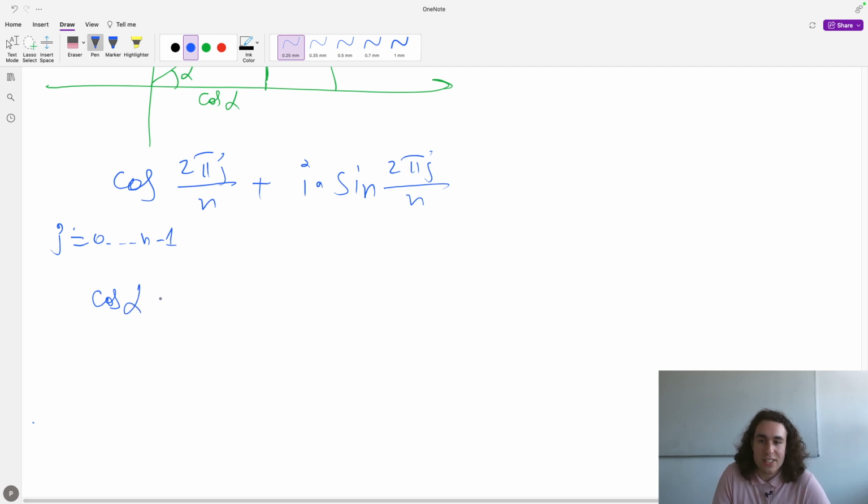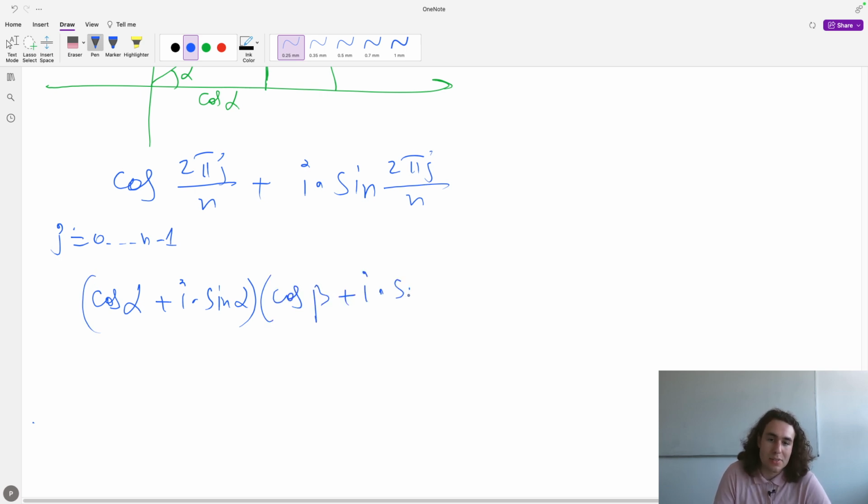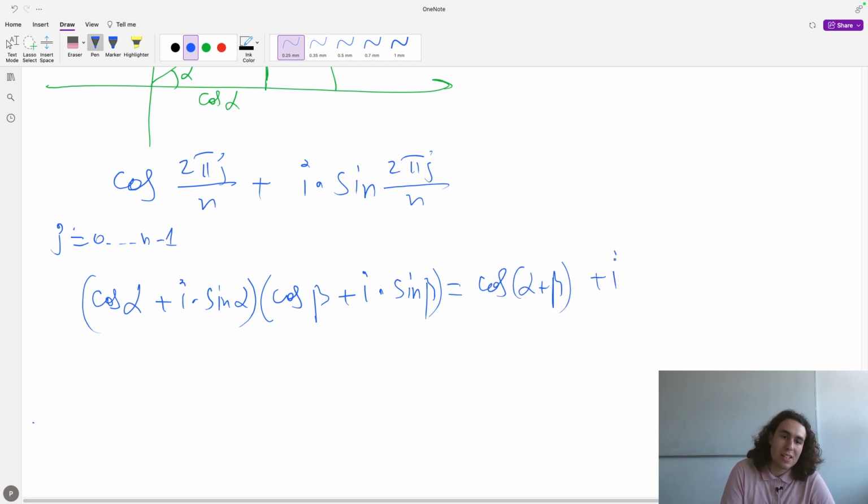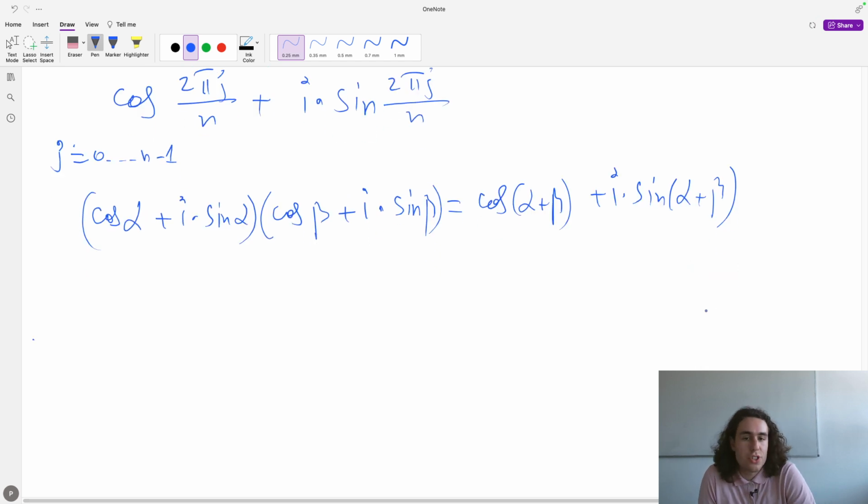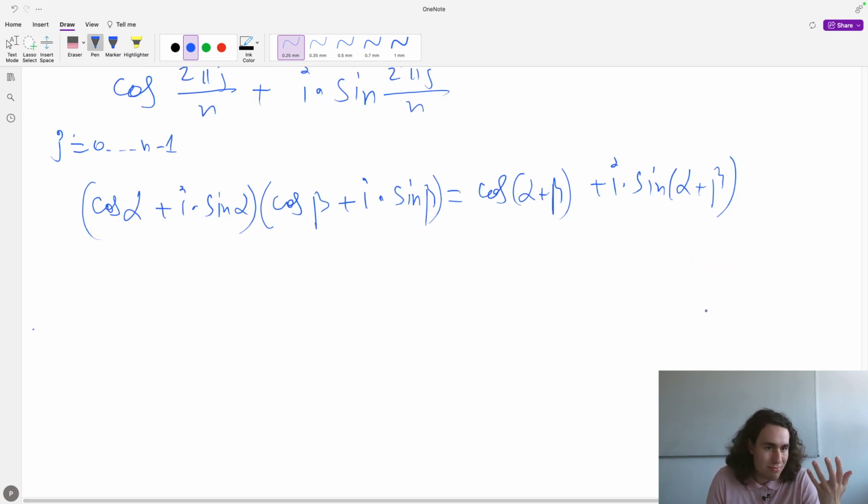Then I should get a number with angle alpha plus beta. So we know that cosine of alpha plus i times sine of alpha, multiplied by cosine of beta plus i times sine of beta, is equal to cosine of alpha plus beta plus i times sine of alpha plus beta. This is just from what we talked about: we had a number with angle alpha, multiplied by a number with angle beta, and got a number with angle alpha plus beta.